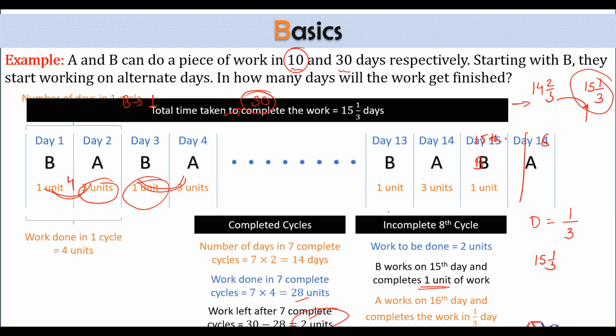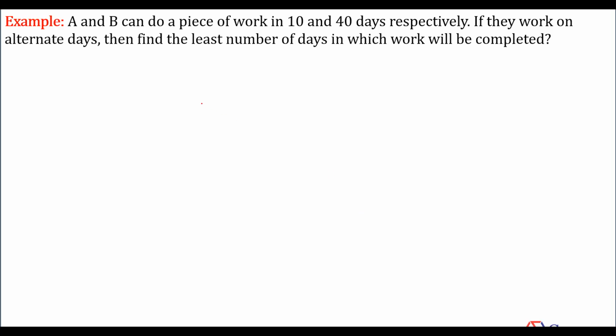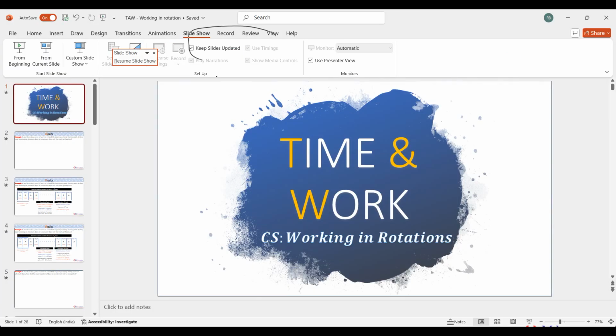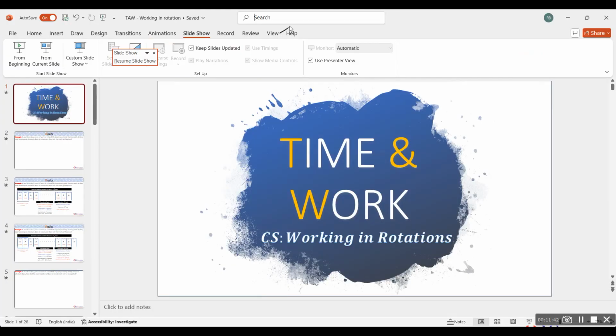So if it's not given in the question who's going to start the work, but it says to find the least number of days, in that case, the work will be started by the person who is more efficient. Let's look at one more case here. This is what I was talking about. A and B can do a piece of work in 10 and 40 days respectively. If they work on alternate days, find the least number of days in which the work will be completed. It's not mentioned who's going to start the work, but you want to minimize the number of days. That's why you'll start with the person who is more efficient.